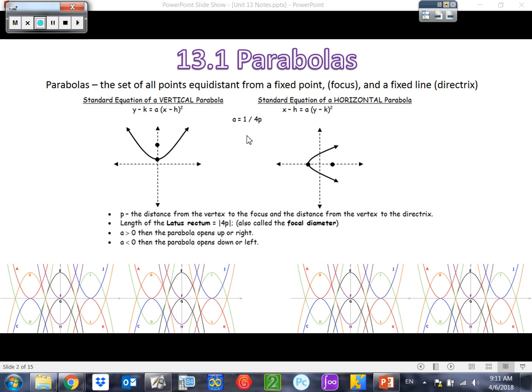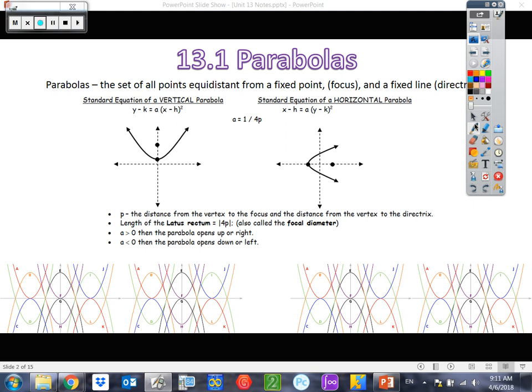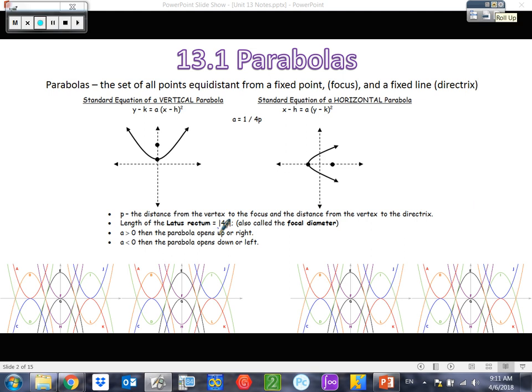The other formula that we need to be aware of is this one right here, absolute value of 4p. This is how we find the length of the latus rectum. It's also called the focal diameter. Basically, it's this distance right here, the distance that goes from one side of the parabola to the other through the focus. I usually abbreviate it LR, or focal diameter. So that's what that distance is.